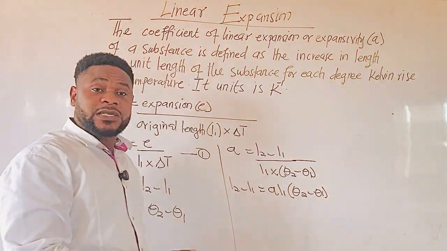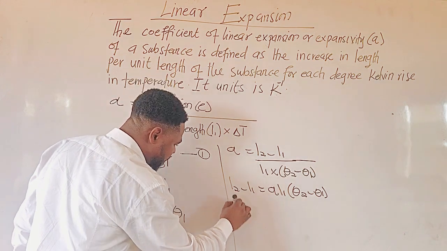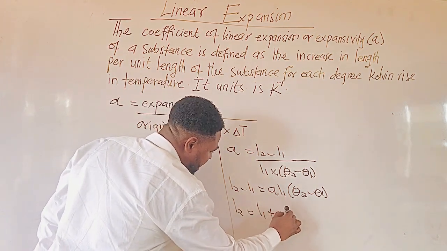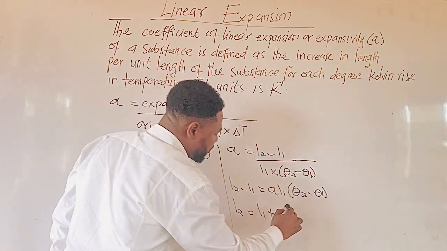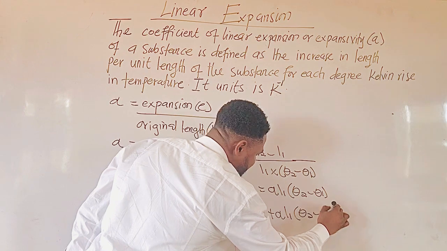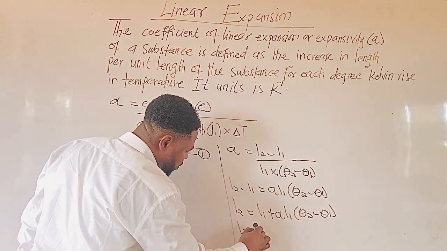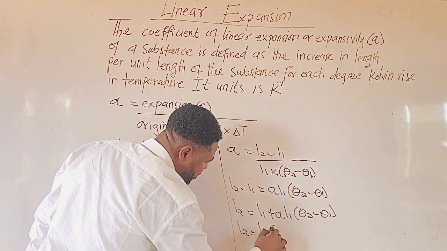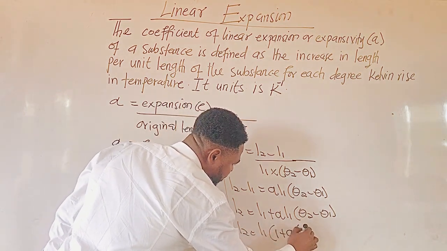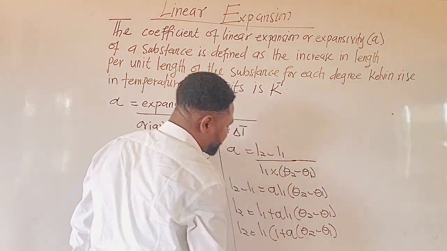Here we can be asked to find L2, which is final length. So L2 will be equal to L1 plus alpha multiplying L1, which is the original length, multiplying theta 2 minus theta 1. From this, we can factorize L1 out. So with L1 out, we are going to have 1 plus alpha multiplying final temperature minus initial temperature.